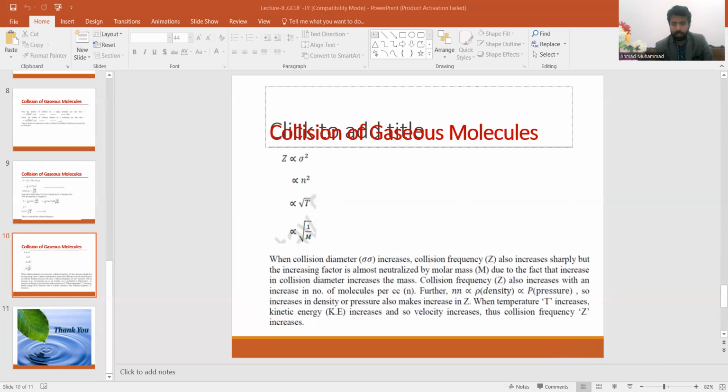We will meet together for the next session on the collision of gaseous molecules, especially for the heterogeneous collision of gaseous molecules.